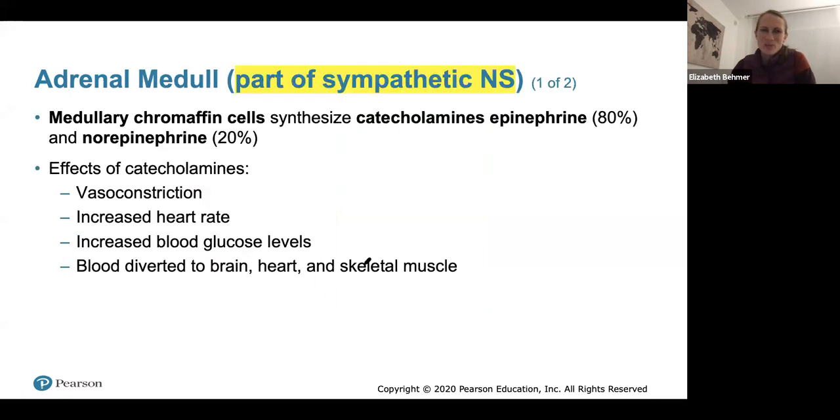Again, I don't ask you too much about that, but the adrenal medulla is the innermost part of the adrenal gland. All that I want you to know about that is this is part of your sympathetic nervous system, and it creates what we call catecholamines, which are epinephrine and norepinephrine, the adrenaline hormones. They get your body ready for the fight or flight response. So these symptoms, vasoconstriction, increased heart rate, increased blood glucose levels, and blood being diverted to the brain, heart, and skeletal muscle that need it during a stressful situation, are coming from the adrenal medulla, because the sympathetic nervous system is your fight or flight response.